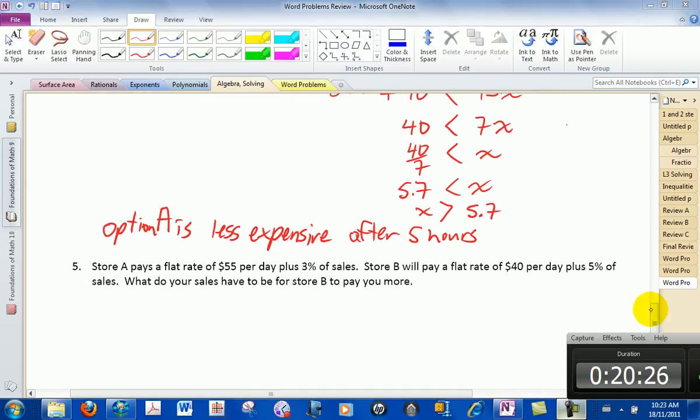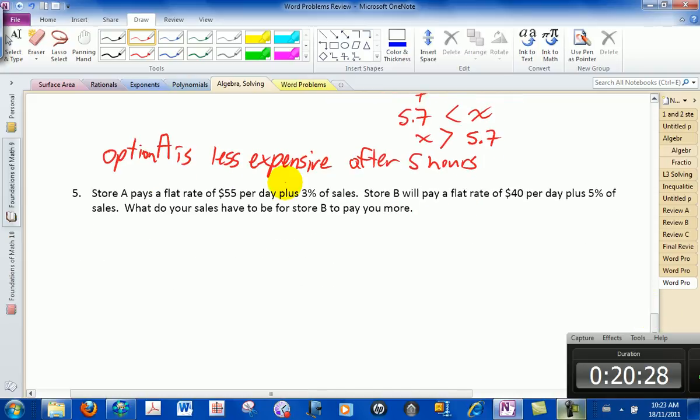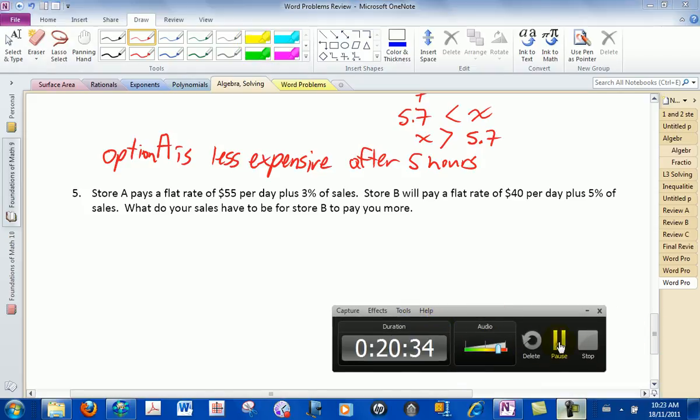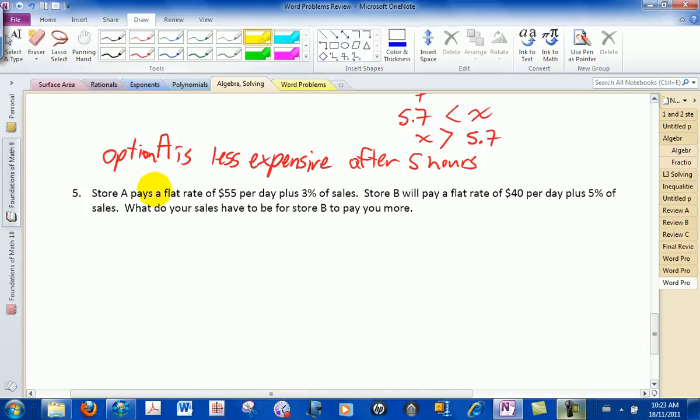This example comes up as well. Got store A in commission, store B in commission, underlying important stuff. Go. So A, $55 per day, 3% commission. B, $40, 5%. So what do your sales have to be for store B to pay you more?